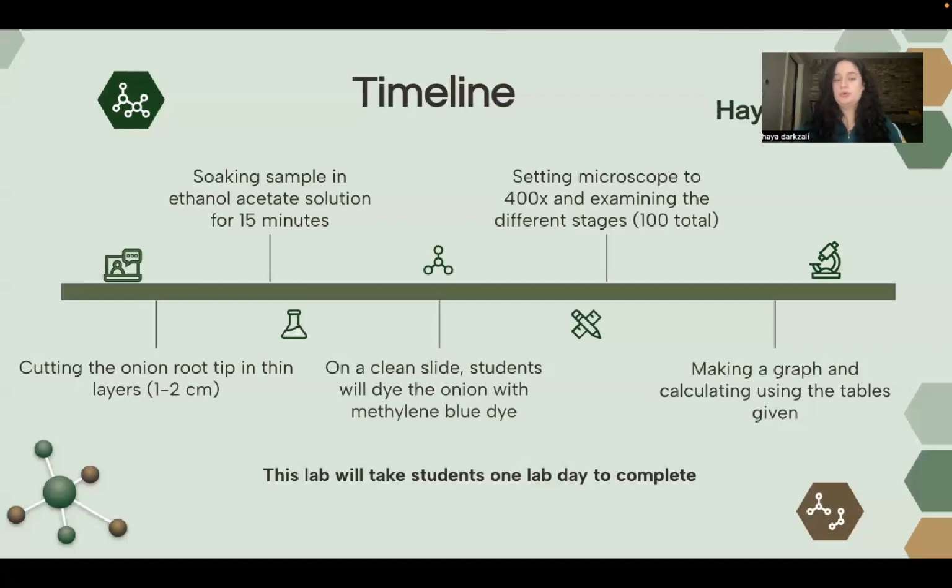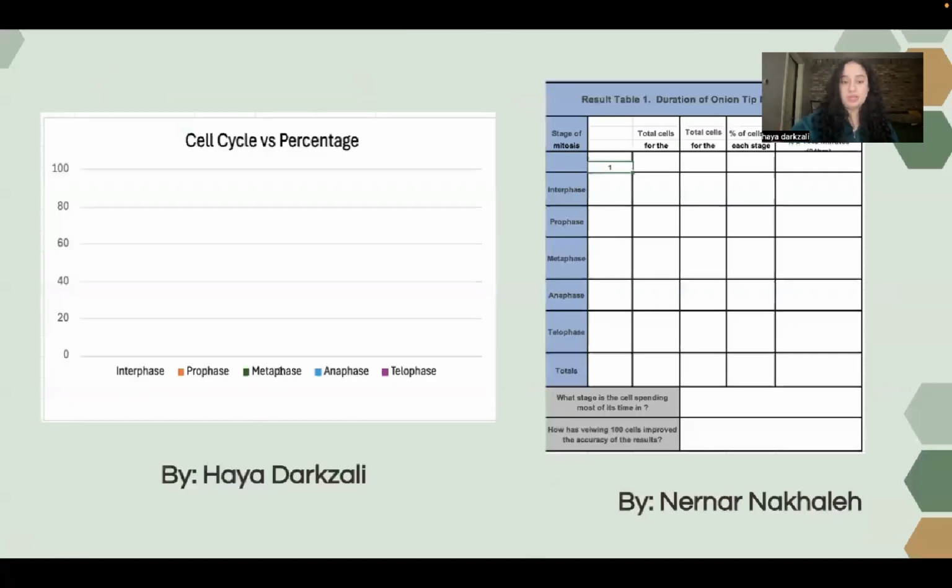Now, obviously, what we're going to be seeing it with is the microscope, and we will be setting the microscope to 400x and examining the different stages. Again, for this lab, we will be moving the number up to 100 in total. And then after that, the students will complete the graph and the tables that are given, which will be shown in the next slide right here. The bar graph was made by me, and then the table was made by Nernar. And this is what students will fill out at the end of the lab for gathering data.